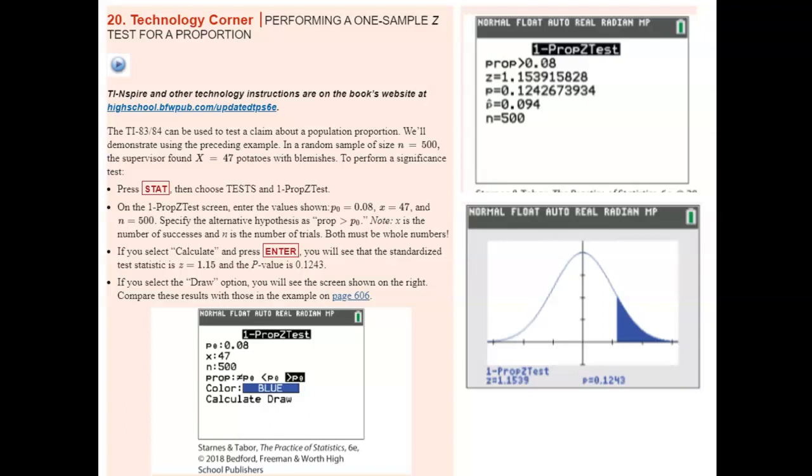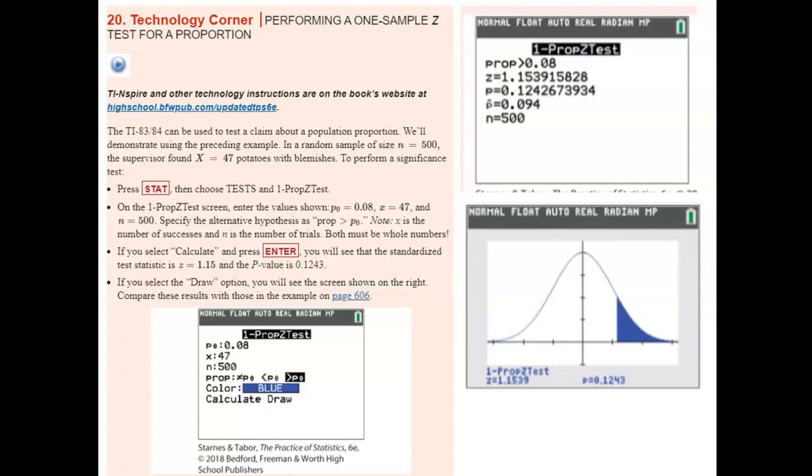So they're going to ask you in these, this is the newer calculator screen. The older calculator, gosh, I think you have to remember the order in which to type them in. And I think on the older ones, they only do left bound, but the newer one's real nice. So if you are using an older calculator, just reach out to me and we'll figure out how to get it entered on yours. But it does ask for p-naught, which is the proportion of interest from the null hypothesis. The x is the number of potatoes that they sampled that were bad. The n is the total number of potatoes that they sampled from their sample proportion.